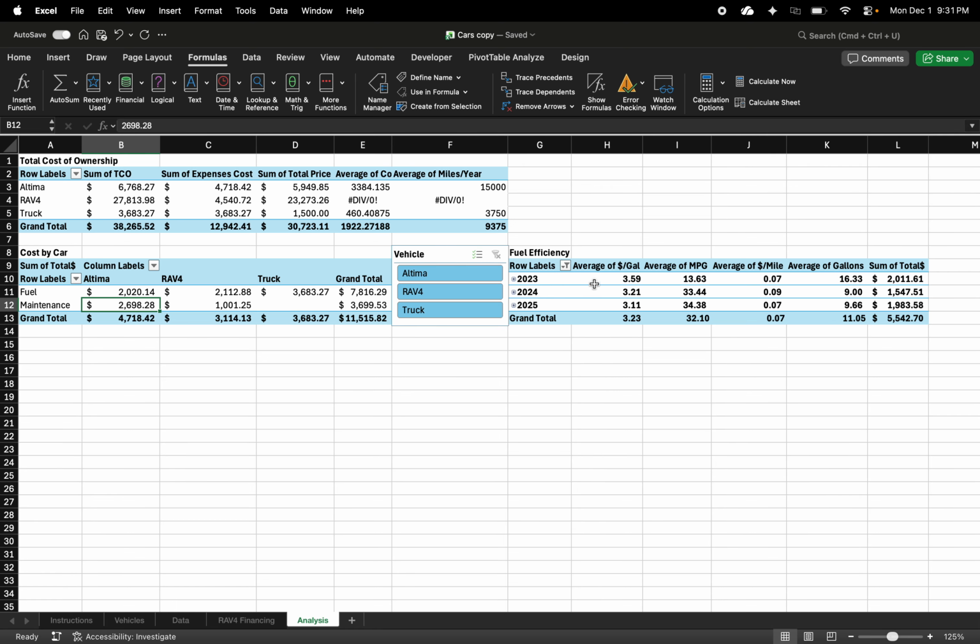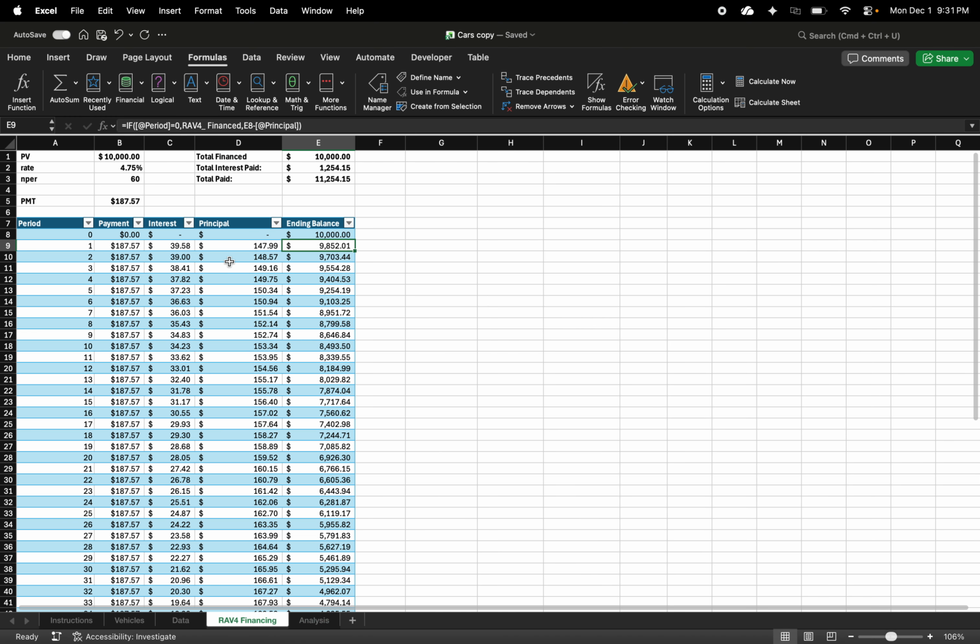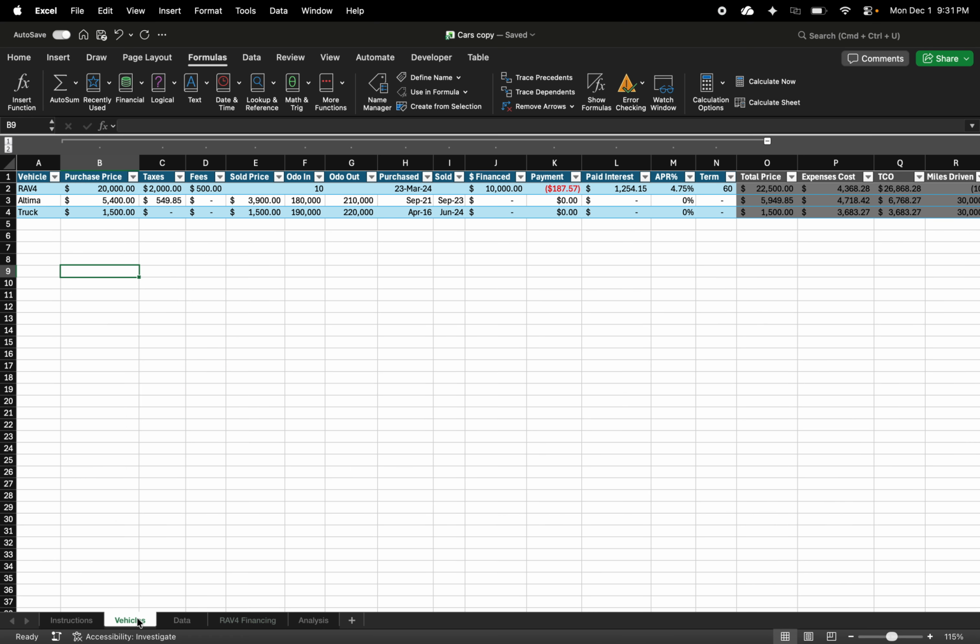and then I also have a fuel efficiency one. And this is for overall, but I also inserted a slicer that applies to these two pivot tables. So if I wanted to see the RAV4, I could see just the data there. So that is how I use pivot tables. This page is how I used financing, and I used the names that I pulled from this sheet. So thank you.